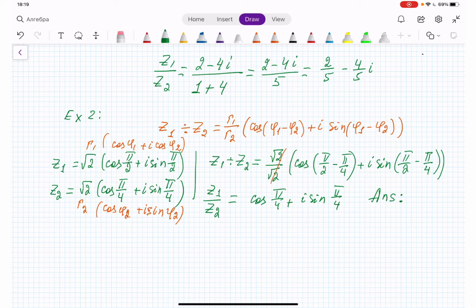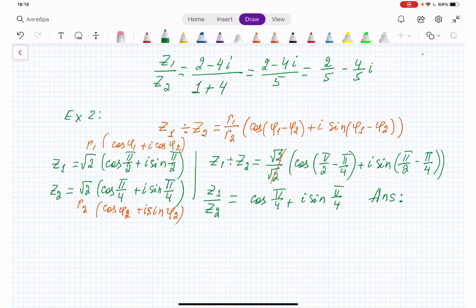And this is our answer. Now in this case you can figure out that cosine and sine of pi over 4 is square root 2 over 2, right? So you can replace it, but it won't be a trig form, it's going to be algebraic form, right?